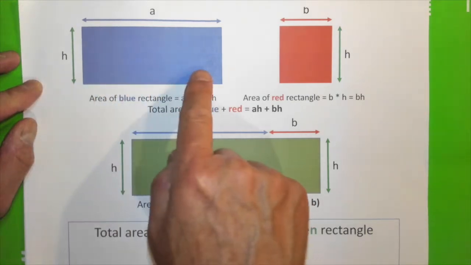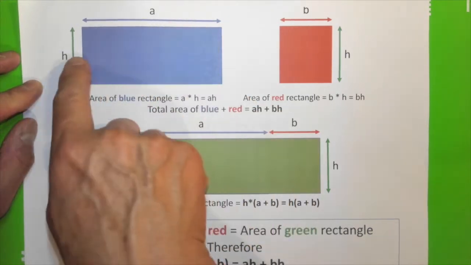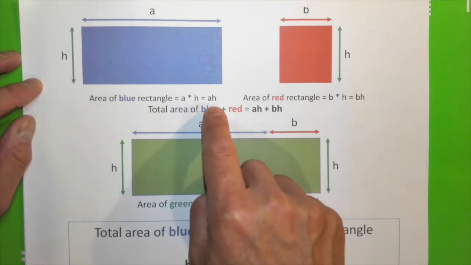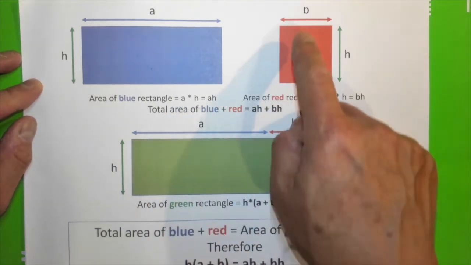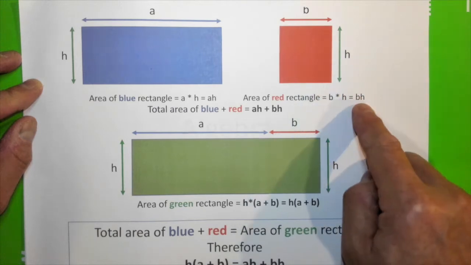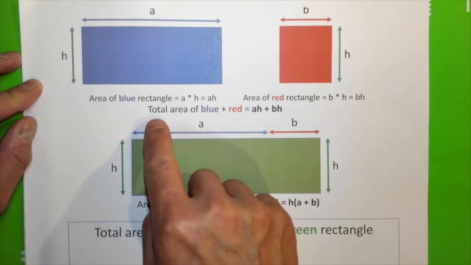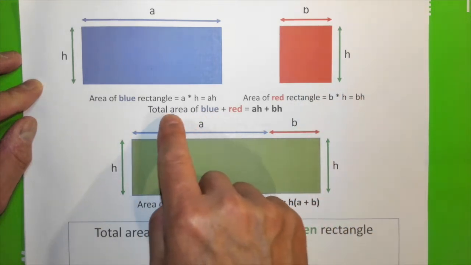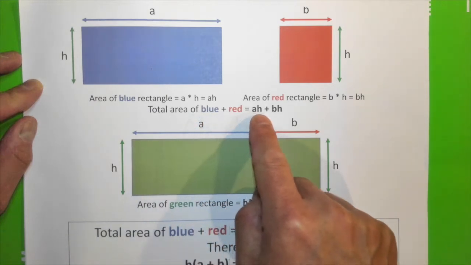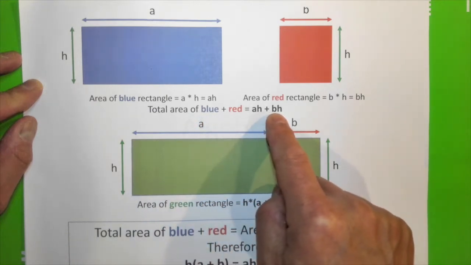Now, the area of this blue rectangle is A times H, which is AH, and the area of the red rectangle is B times H, which is BH. Therefore, the combined area or the total area of blue plus red is AH plus BH.